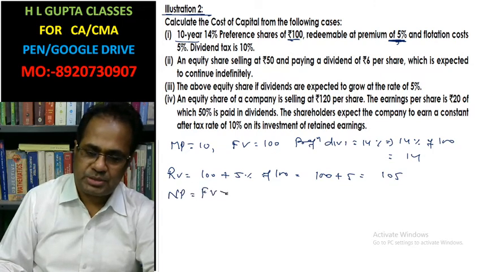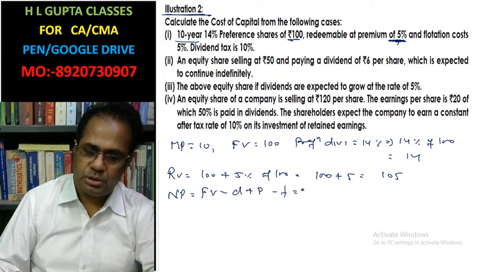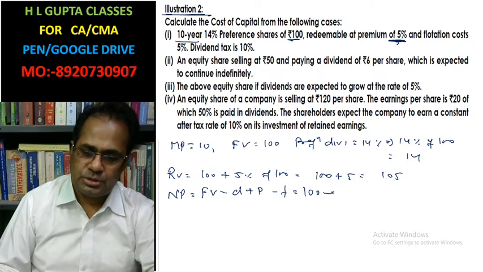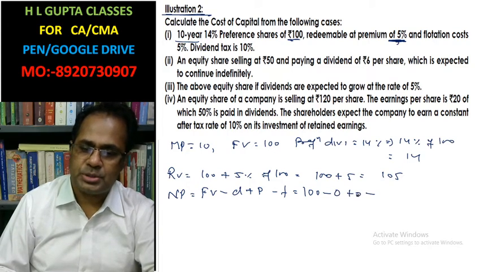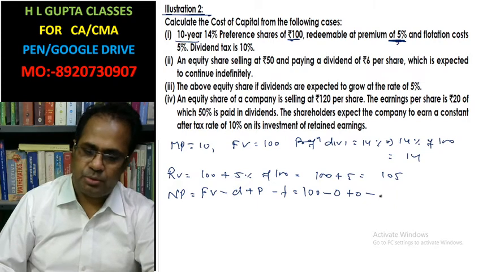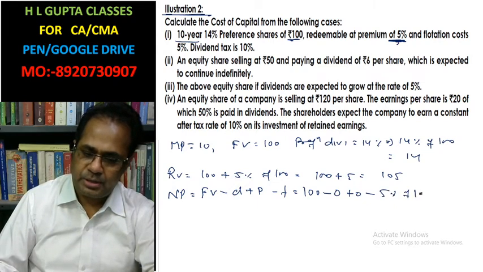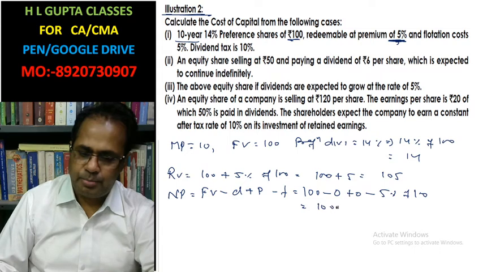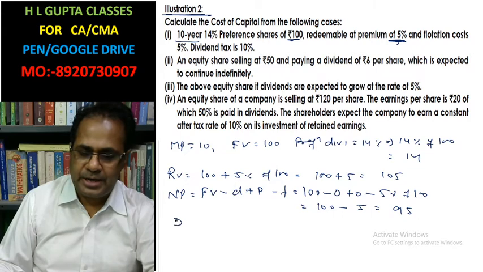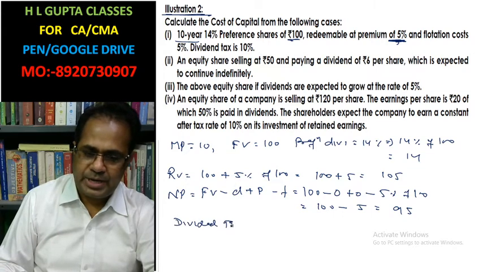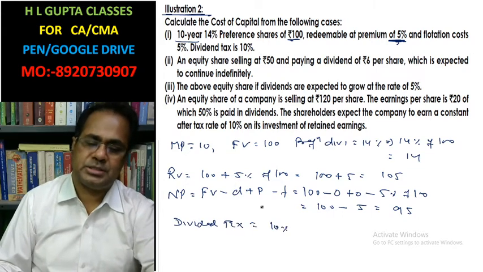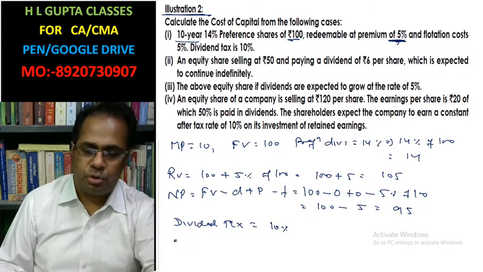Net proceeds equal face value minus discount plus premium minus floating cost. That is 100 minus discount. Discount is not given in the question, and premium on issue is not given. Floating cost 5% is calculated on face value, so 5% of 100 is 5, and 100 minus 5 is 95. Dividend tax is 10%. We have to calculate the cost of preference.